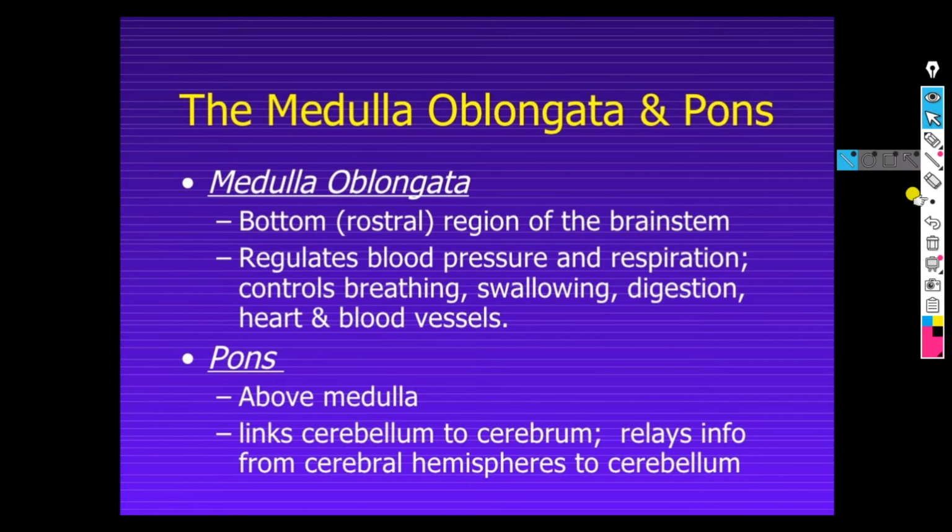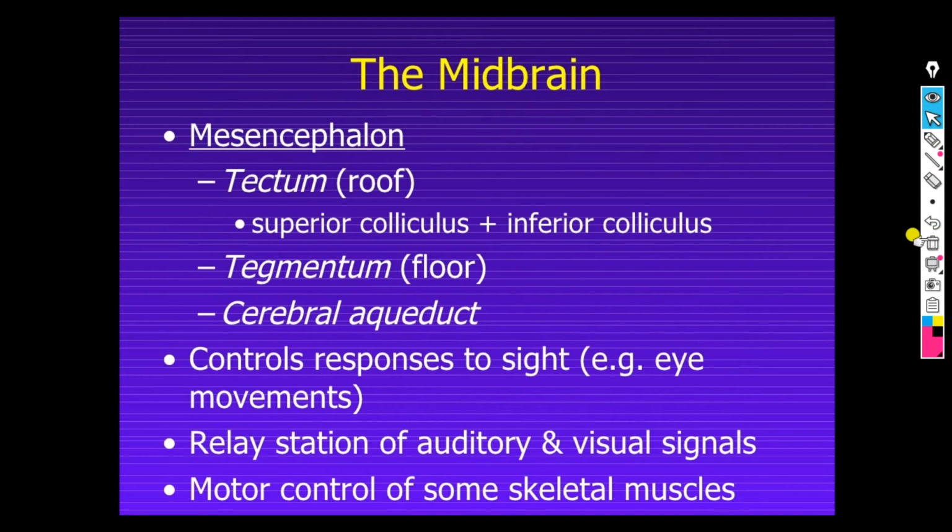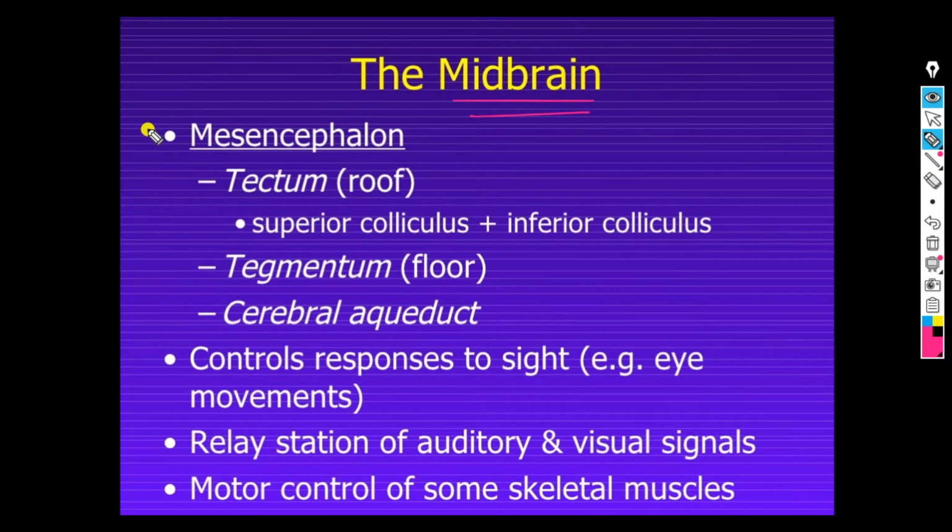The cerebellum is dorsal to the pons and medulla, mostly white matter covered with a thin layer of gray matter. Its surface is divided into several lobes. It receives sensory input from the spinal cord, motor information from the cerebral cortex, and input about balance from receptors in the inner ear. Therefore it can coordinate planning and timing of voluntary muscle movement and maintain balance. The midbrain has no further divisions, so mesencephalon is another name for the midbrain.